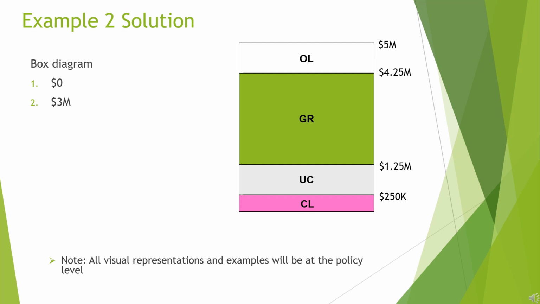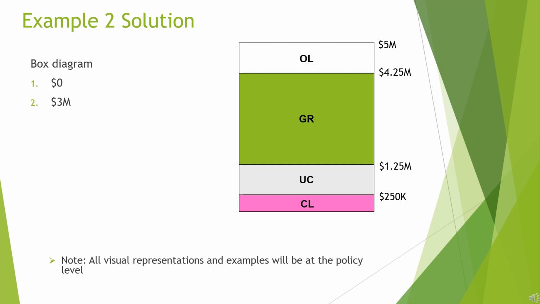Let's understand the solution with the box diagram. The 5% deductible of the $5 million total insured value will be $250,000. Excess of $1 million means $1 million plus $250,000, that is $1.25 million. Which means if a total loss occurs, the policy will only pay once it deducts $1.25 million from it. In this case, total loss will be equal to total insured value, that is $5 million.